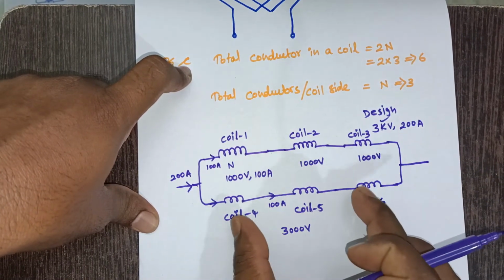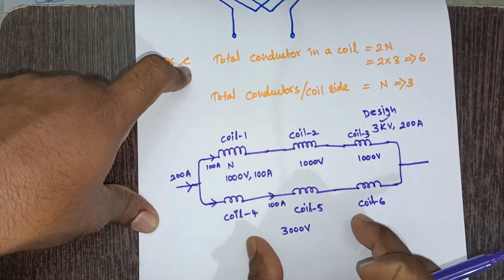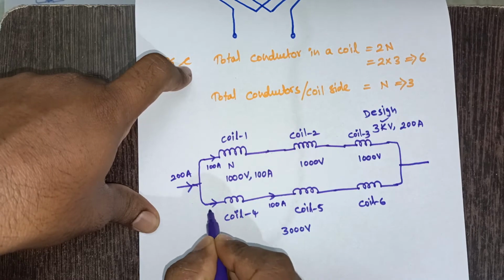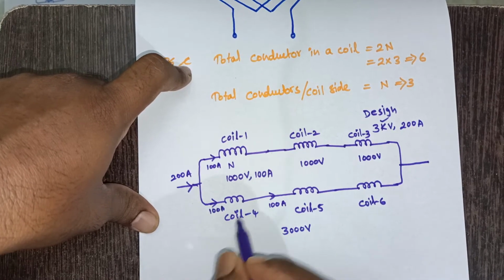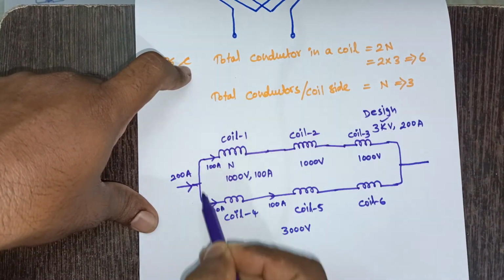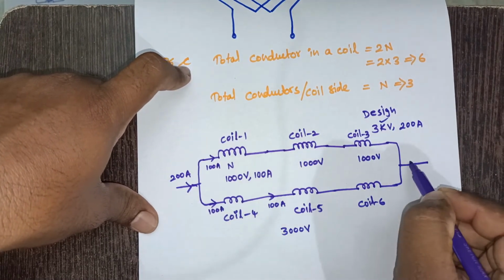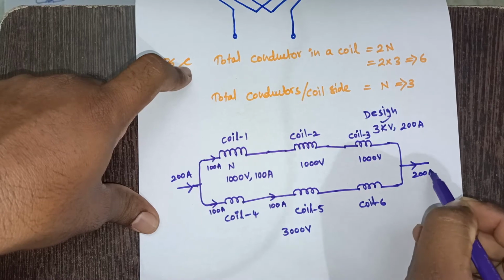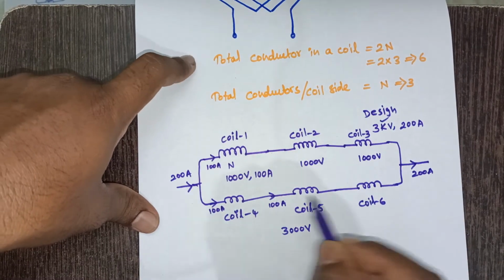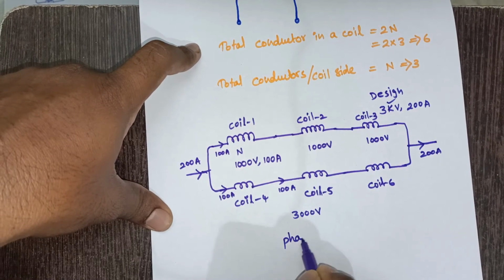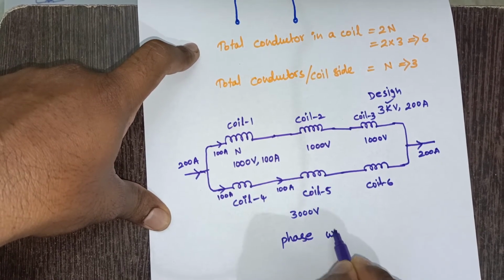So for that purpose, I am adding an extra branch. I mean, I am adding in parallel to the existing one, the same setup, so that this also carries 100 ampere. So now I can say this overall phase can carry 200 ampere of current. So this is how windings are designed. This I can say is a phase winding. Let me take it as a phase winding.